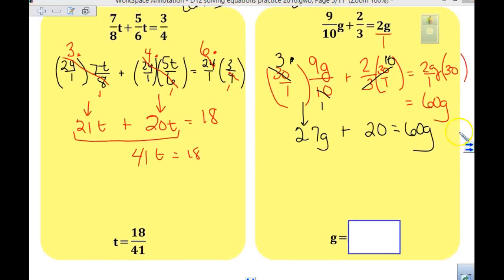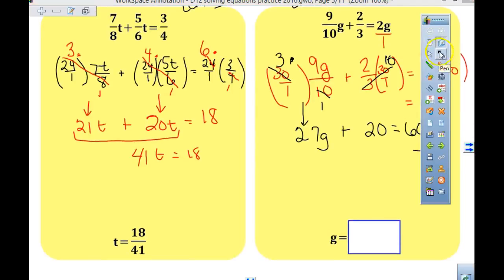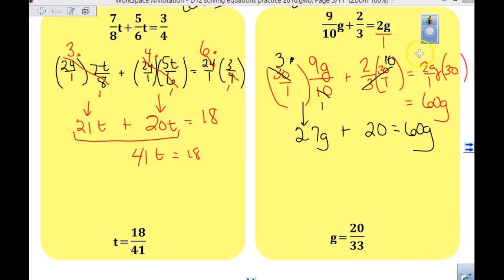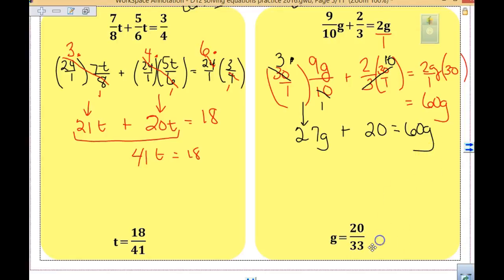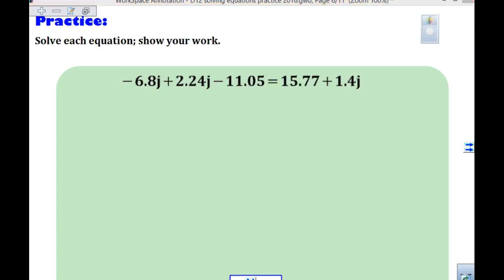Nope. So when you look at our solution here, we're not going to finish this one, but can you see what they did to get 33? They subtracted 27g on both sides, right? And then it's 20 because of 33. And you're going to leave your answer as that fraction. That's just it. You're going to be done, okay?